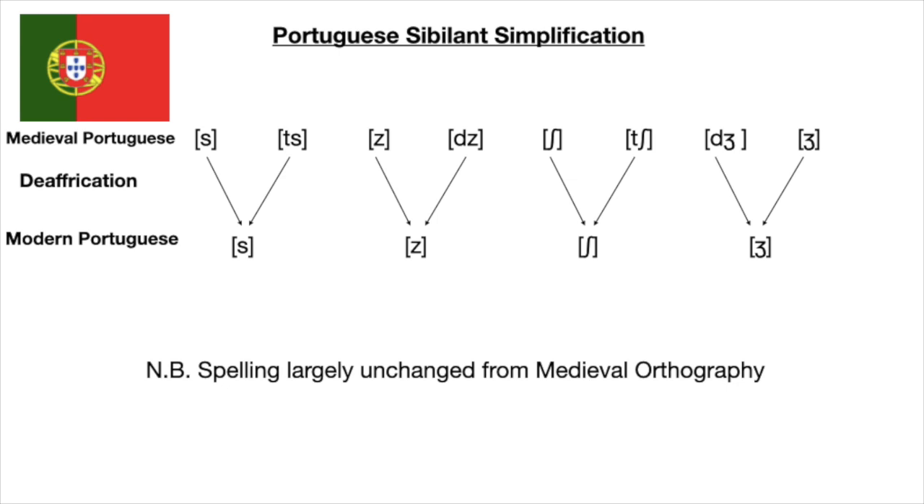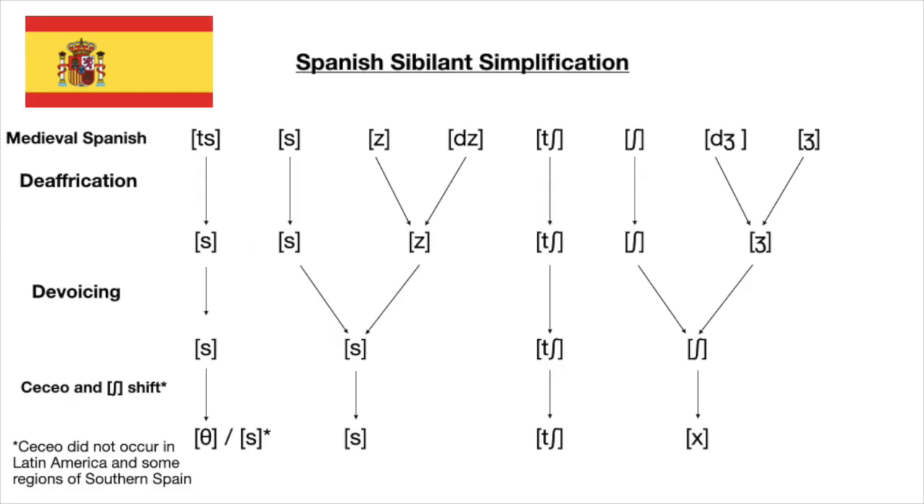The dz becomes simplified into z. The j becomes simplified into zh. And the ch becomes simplified into sh. So all those sounds that were previously affricate sounds became fricative sounds. What happened in Spanish is not much more complicated, but it is a little bit more roundabout. We do see in Spanish the de-affrication happening, where dz becomes z, ts becomes s.